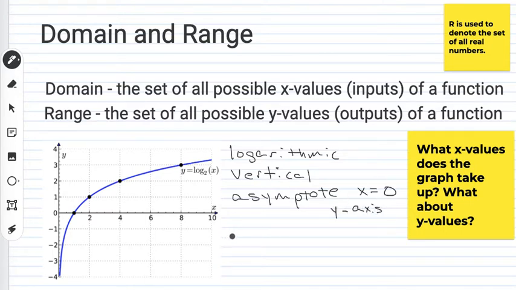Now that's going to affect the domain, because remember, the domain is the set of all x values. Well, which x values does the function take up? Everything that's bigger than 0, pretty much. We don't get any negative numbers within the domain over here, and we don't get 0 either. So we can write this as x is greater than 0. Or you can also write this as parentheses 0 to positive infinity, parentheses.